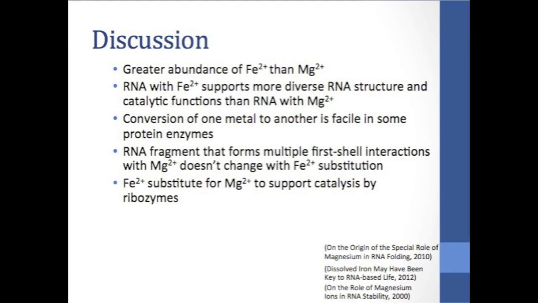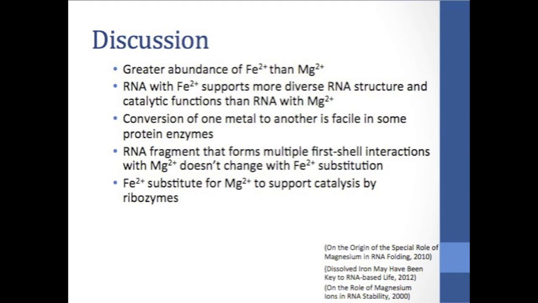Before the presence of oxygen, Fe2+ was accessible in a wide range of environments because it was not being oxidized. Also, Mg2+ was not very abundant because of the hydrothermal systems associated with the higher heat flow and the sea floor spreading. Basically, water was not cycling Mg2+ very well, making it not very accessible to many environments. RNA with Fe2+ supports more diverse RNA structure and catalytic functions than RNA with Mg2+.